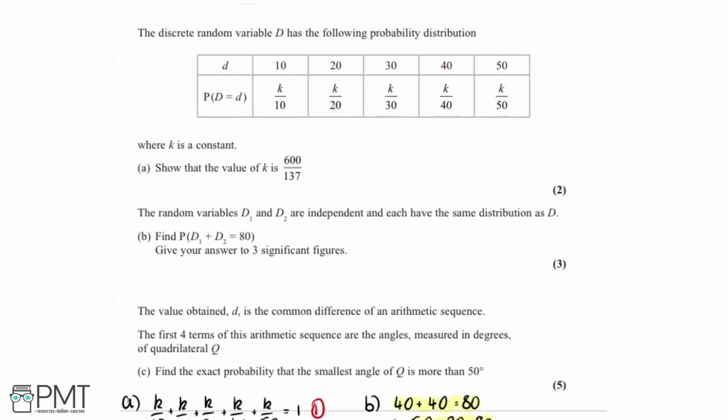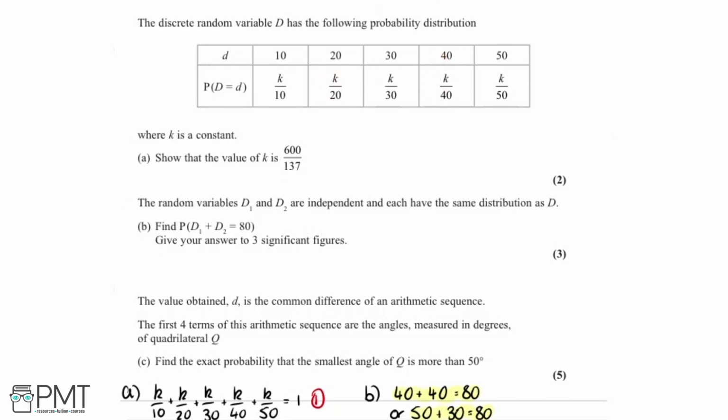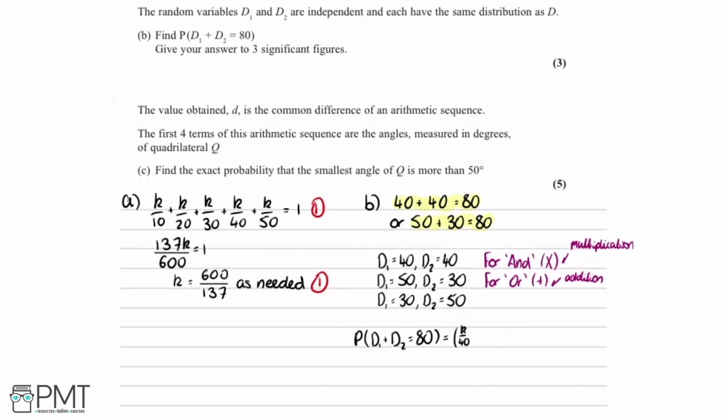So for 40, the probability is k over 40. So we're going to have k over 40. We need d1 to be 40 and d2 to be 40. And because it's and, we're going to multiply. So multiply by k over 40 again. So that's one case. But now we're going to say or. So we can have this or, so I'm going to add. And we've got the second case.